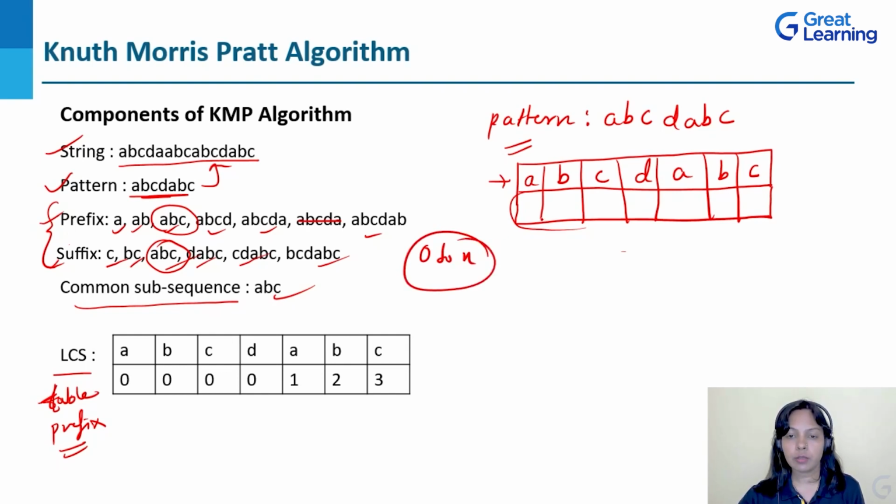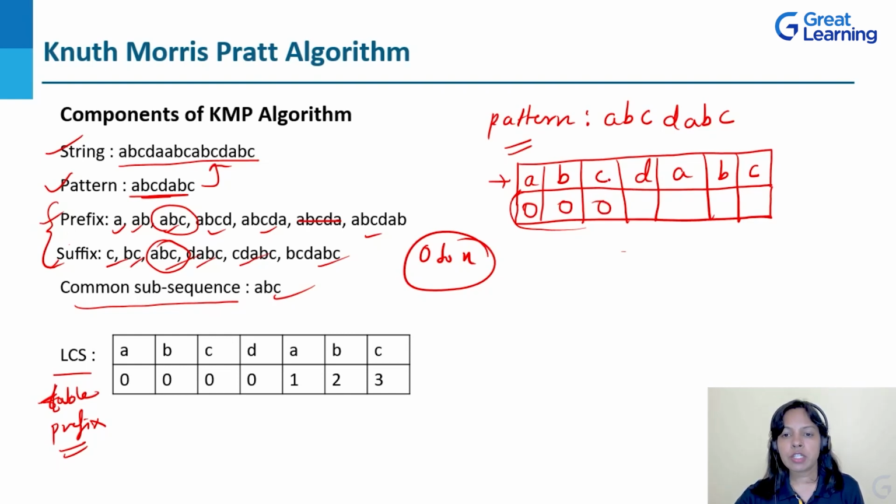How is it filled? We'll start from the first character, A. As we are starting from the very first character, there is nothing to be matched before this character, so this will always be 0. Now the next character, B. Is B matching with any of the previous characters in the pattern? No, there is only one previous character, A, so this will also be 0. Now is C matching with any previous characters, A and B? No, so this will also be 0.